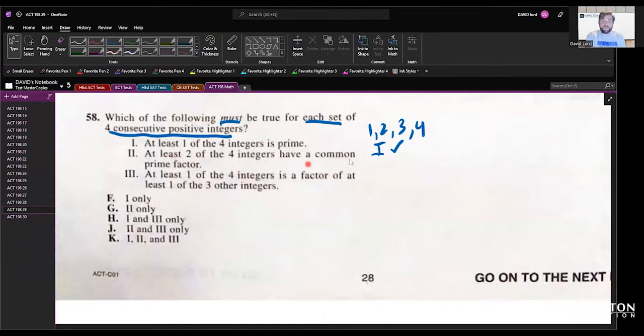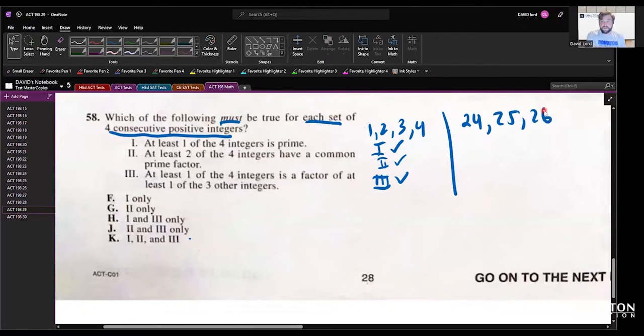At least 2 of the 4 integers have a common prime factor. Yeah, so 2 is a factor of 2, and 4 has a factor of 2. So that would also be true. And 3, at least one of the 4 integers is a factor of at least one of the 3 other integers. So 2 is a factor of 4, 1 is a factor of 4, so that's all true. So that's why the answer K might have been tempting for you. If you, though, expand your math all the way up to, think, 24, so let's look at 24, 25, 26, and 27.